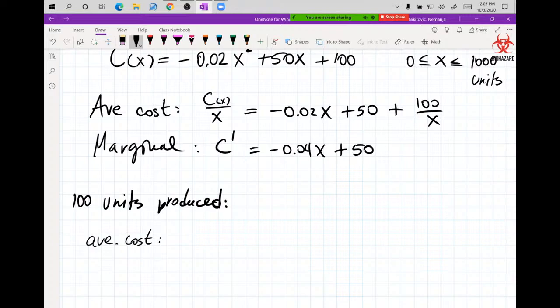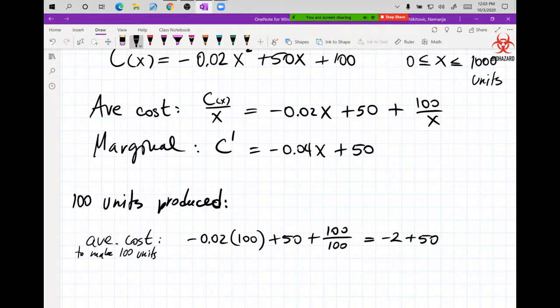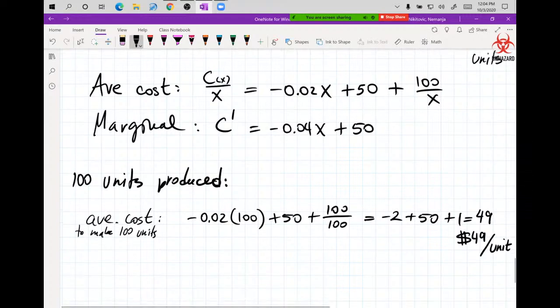Average cost to make 100 units. So what do I have? Well, just plug in 100. So I have negative 0.02 times 100 plus 50 plus 100 over 100. And that is going to give me negative 2 plus 50 plus 1 equal to 49. And I'm going to say that this is $49 per unit. That's your average cost.